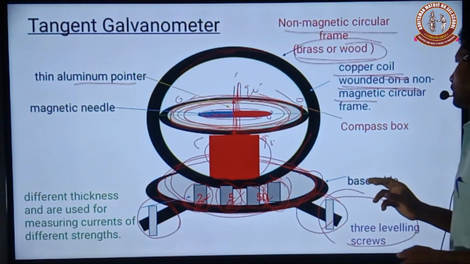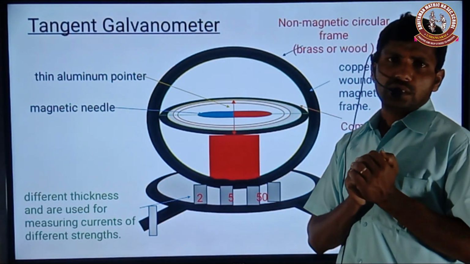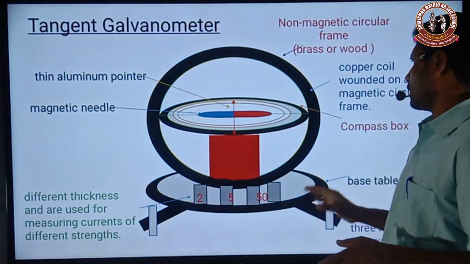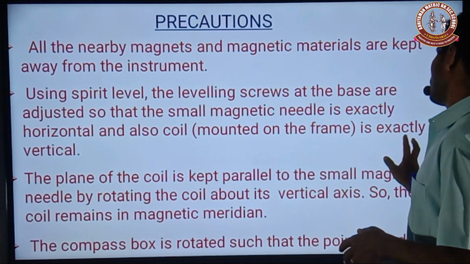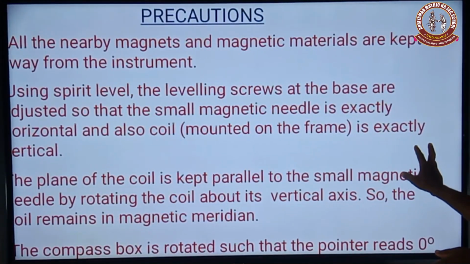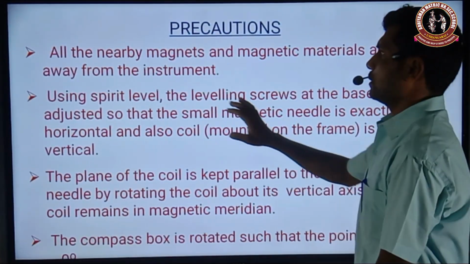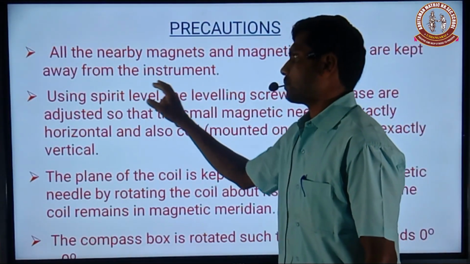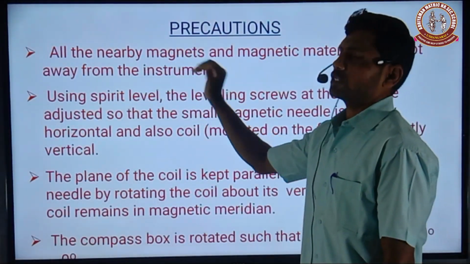So next, before the start of the experiment, the following precautions are followed. What are the precautions? The first one: all magnets and magnetic materials are kept away from the instrument. This is the first precaution.